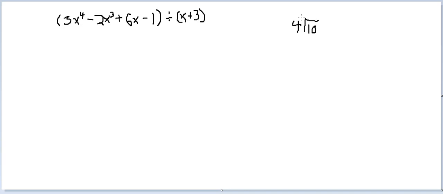So if you have this very simple division problem, 10 divided by 4, the way that you would do this is, of course, how many times does 4 go into 10? It goes in twice, and then 2 times 4 is 8, so you bring down the 8, subtract, and 10 minus 8 is 2.